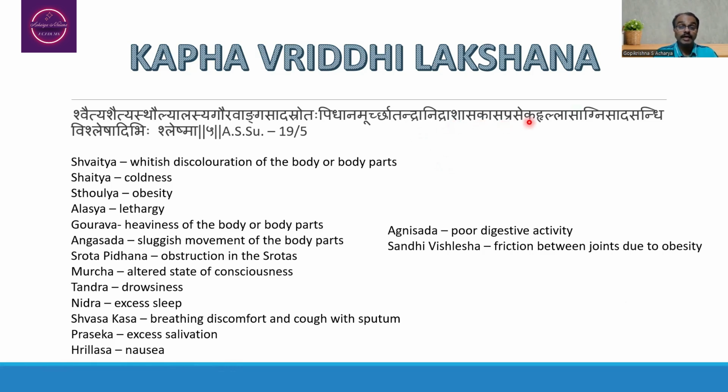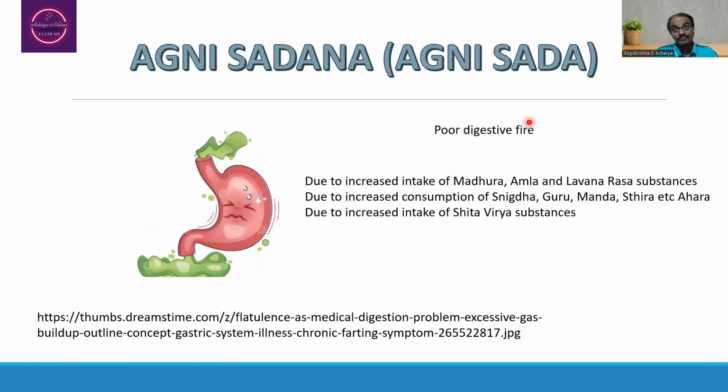Praseka, excessive salivation. Hrillasa, that is the nauseating sensation. Agnisadaha, that is the poor digestive fire. Sandhi vishleshaha, that is friction that happens because of the Kapha dosha increase, where we can say because of the obesity we are able to see such kind of lakshana. As far as the individual description is concerned, when you think about Agnisadana, this can be attributable to poor digestive function.